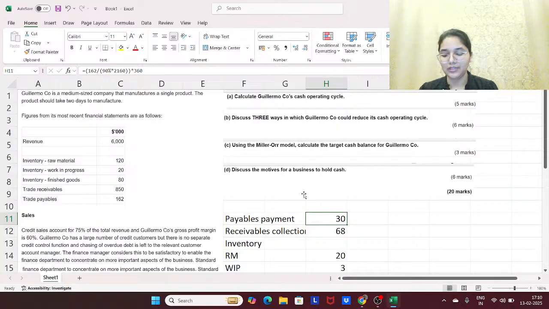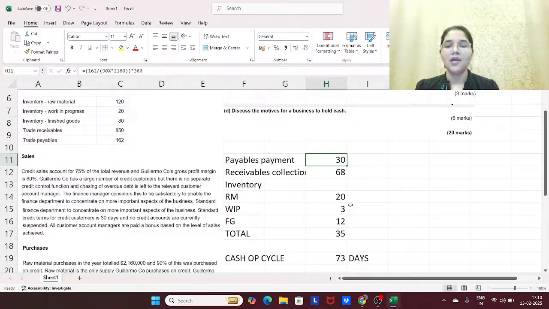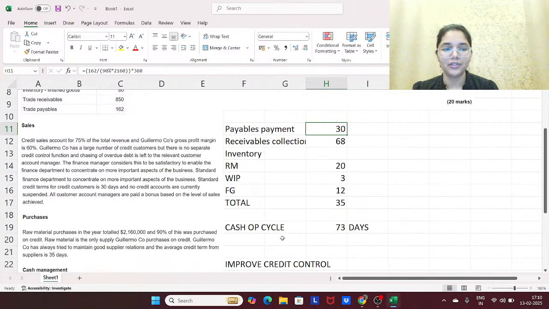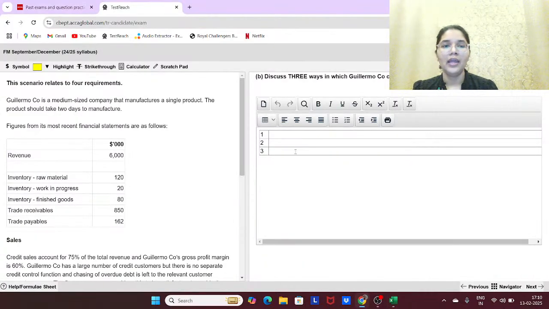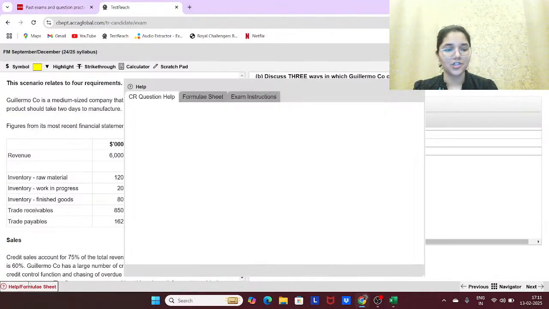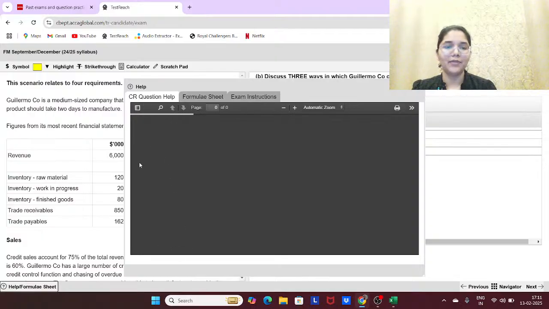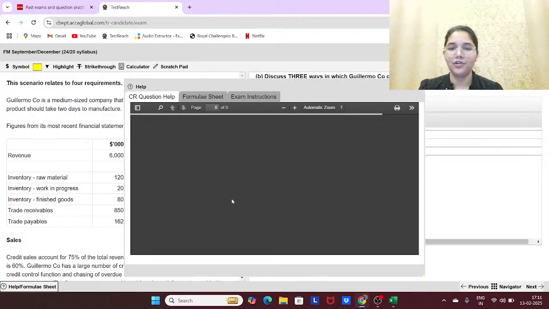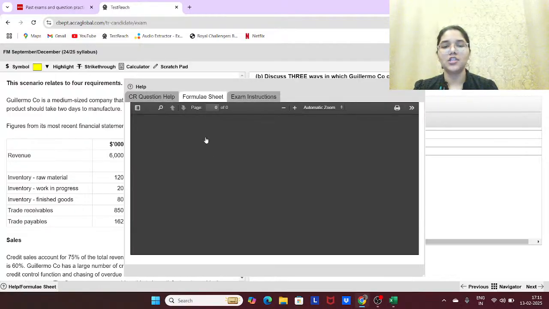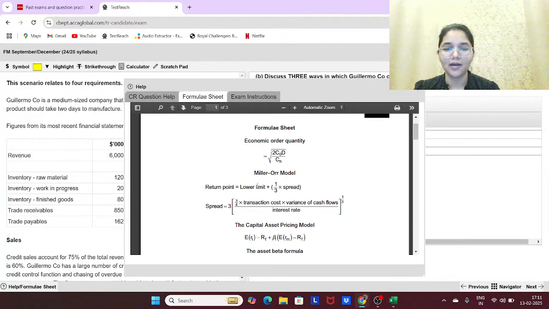Now I will head to the next requirement. The third requirement is that you are supposed to use the Miller-Orr model, and calculate the target cash balance for Guillermo company. So Miller-Orr model, I hope that you people remember the formula. The formula for that will also be available to you in the ACCA FM formula sheet. So on your exam day also you will get a similar sort of working space. The formula sheet will also be available to you, and here is the Miller-Orr model formula.